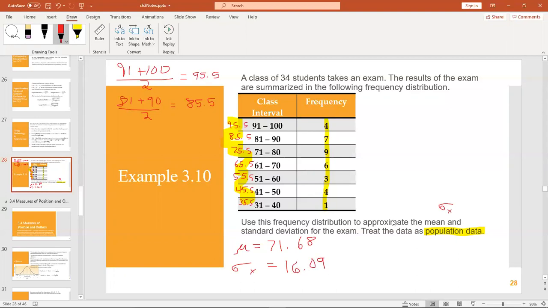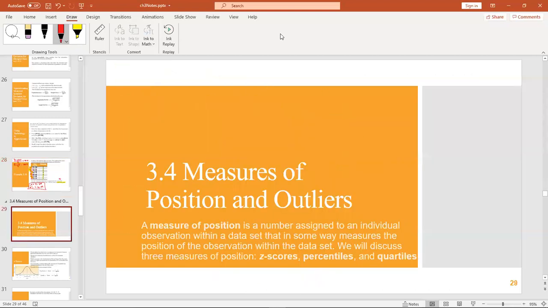And so we now have a mean and standard deviation approximately based on the frequency distribution. Again, we don't know the specific scores in each of the grade ranges, but we can still find summary statistics based on aggregated or grouped data. So that is the end of section 3.